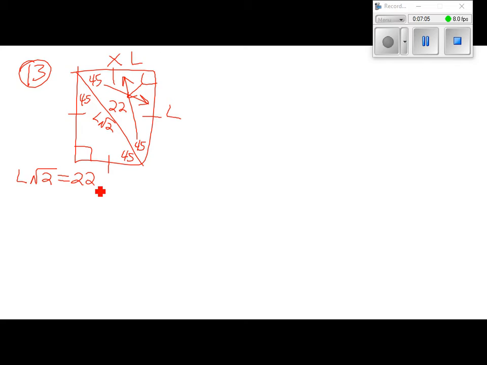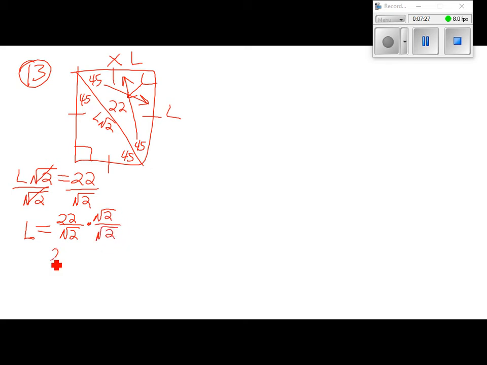A couple different ways you could do this. I'd probably accept the decimal answer. I'm going to do it out using the radical form. Divide by the square root of 2 on both sides. These cancel out. You're left with L equals 22 over radical 2. We can't leave that radical in the denominator, so we multiply the top by the square root of 2 and the bottom by the square root of 2.